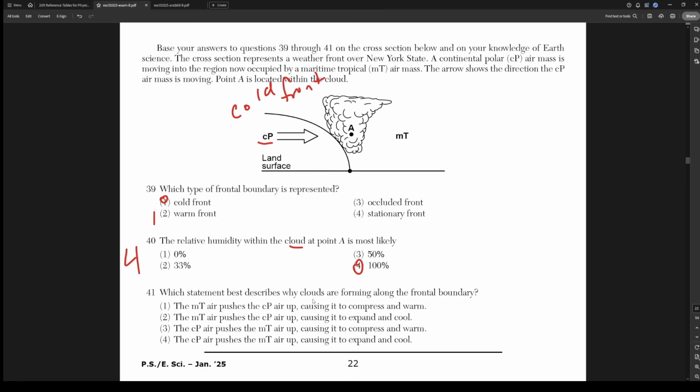Which statement best describes why clouds are forming? Because warm air is pushed up over the cold front. That's the answer. The CP air pushes the MT up, causing it to compress and warm? No. If you look at your acronym for a cloud forming, it rises, expands, cools to the dew point, and condenses. That's how I teach it, RECDC. Don't write RECDC on the test. It's just to remember rise, expands, cools to the dew point, and condenses. So if you're making a cloud, it has to expand and cool, not compress and warm. So 4.